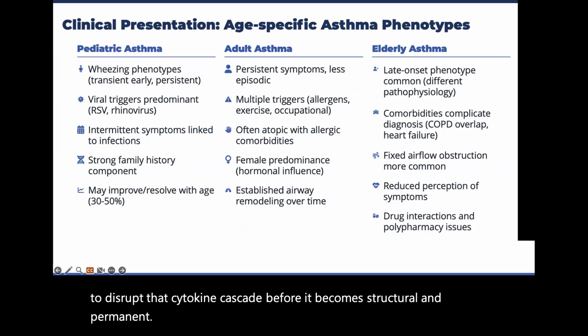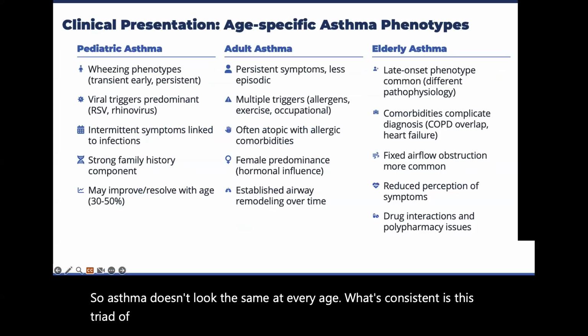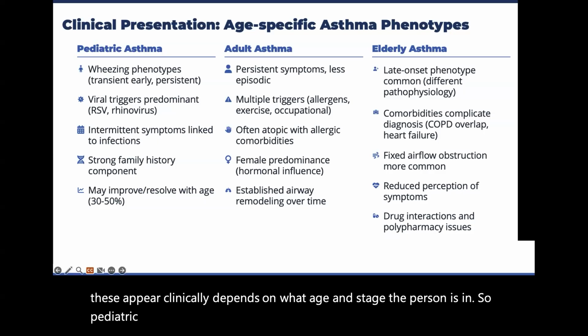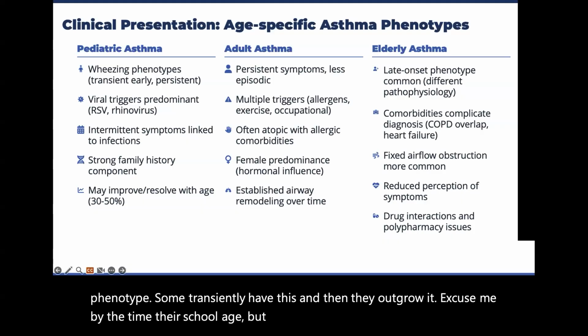So asthma doesn't look the same at every age. What's consistent is this triad of airway inflammation, obstruction, and hyperreactivity. But how these appear clinically depends on what age and stage the person is in. So pediatric asthma, in children, for example, you will get the wheezing phenotype. Some transiently have this and then they outgrow it by the time they're school age, but others will persist.